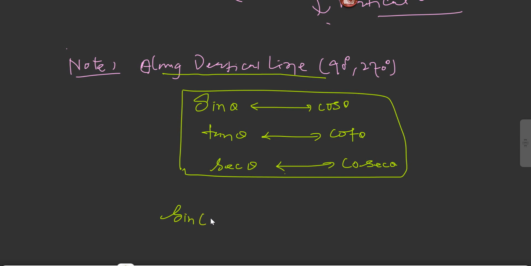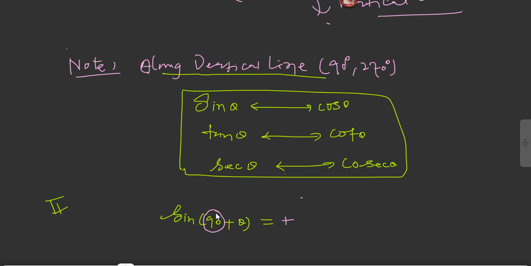Like this, when you have sine of 90 plus theta, in which quadrant is it lying, dear children? Sine 90 plus theta. Second quadrant. What about the sine? Is it positive or negative? Positive. Sure? Okay, it is positive.